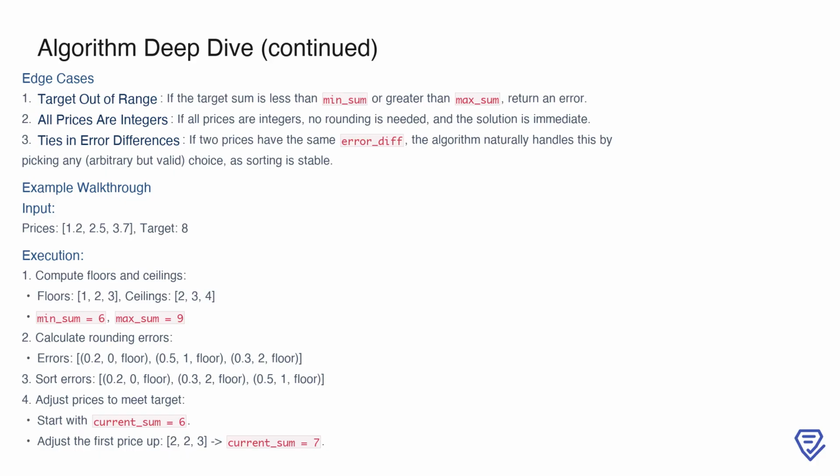To better understand the algorithm, let's look at an example. Suppose we have prices 1.2, 2.5, 3.7, and a target of 8. First, we compute the floor and ceiling values for each price. The floors are 1, 2, 3, and the ceilings are 2, 3, 4, resulting in min_sum equals 6 and max_sum equals 9. Since the target lies within this range, we proceed to calculate the rounding errors for each price and store them in tuples for further processing.